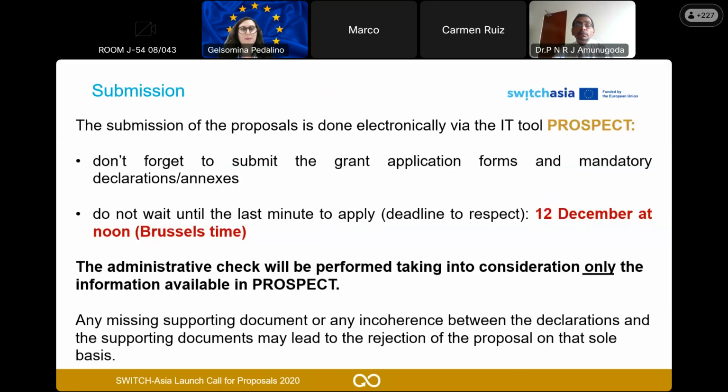A tip, a very logical one: do not wait until the last minute to apply. And all the checks will be done only according to the information available in Prospect.